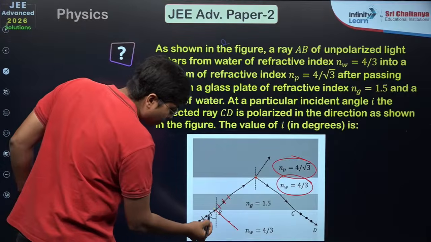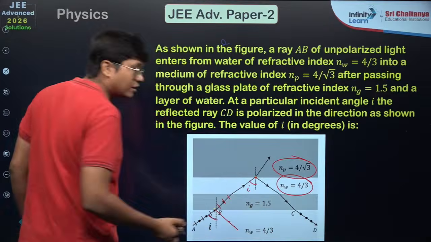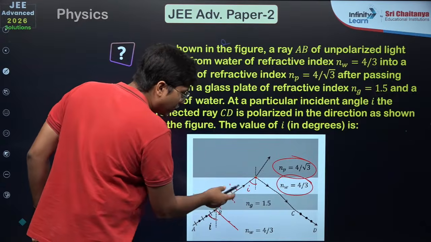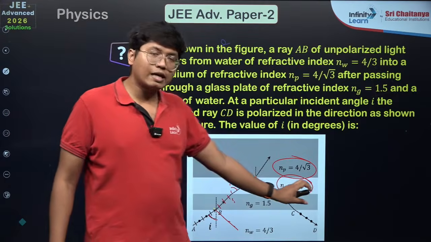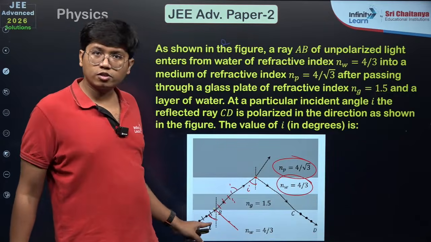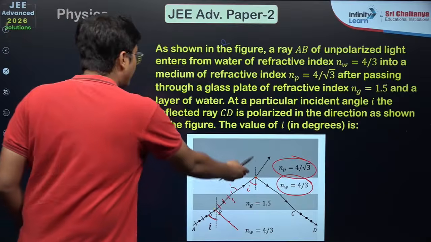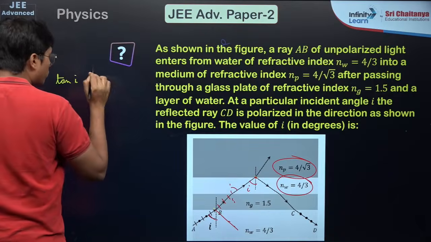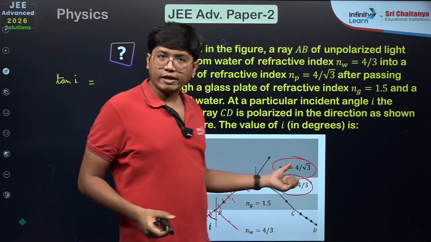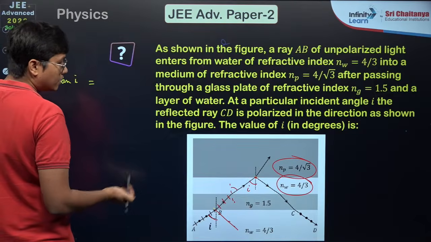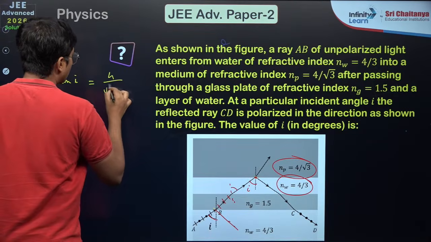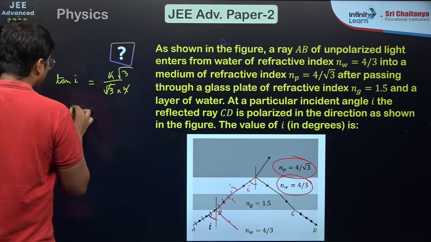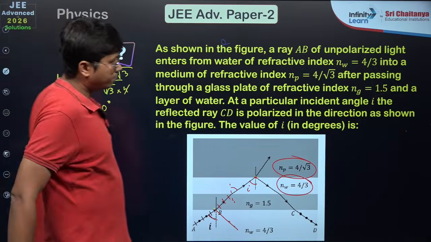Now I know whatever angle of incidence it enters here, it will have the same angle of incidence at this point, because when it comes out, you can think of angle of emergence as equal to angle of incidence. Think of it like a glass slab. So that is also I, this is also I. They're basically looking for that I. Tan of I, that's the Brewster's angle. Brewster's angle means just the ratio of the refractive indices over there. Tan of the Brewster's angle is 4 by root 3 divided by 4 by 3. 4 cancels, you have root 3. So your I is 60 degrees.